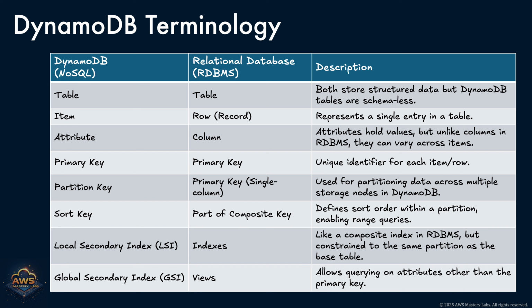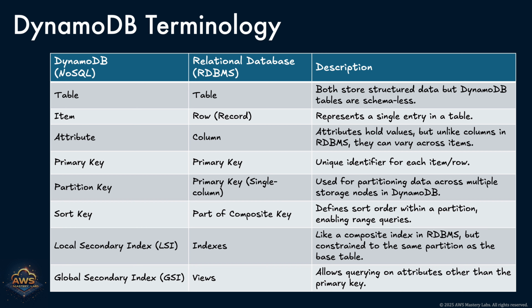DynamoDB also supports indexes to extend querying capabilities. The Global Secondary Index, GSI, allows you to query data using an alternate partition key and sort key, independent of the base table's primary key. This is conceptually similar to non-clustered indexes in relational databases and supports eventually consistent reads. GSIs can be added or removed after the table is created, offering flexible access patterns as application needs evolve.